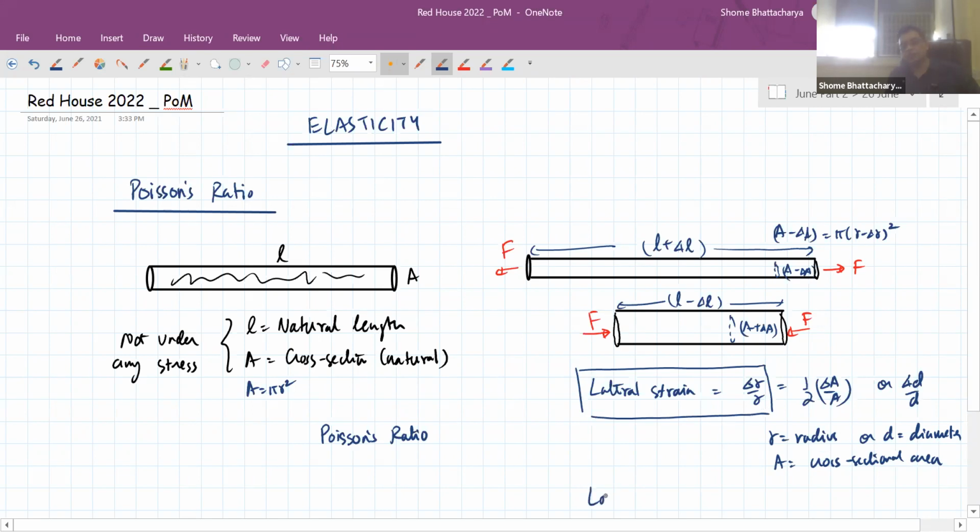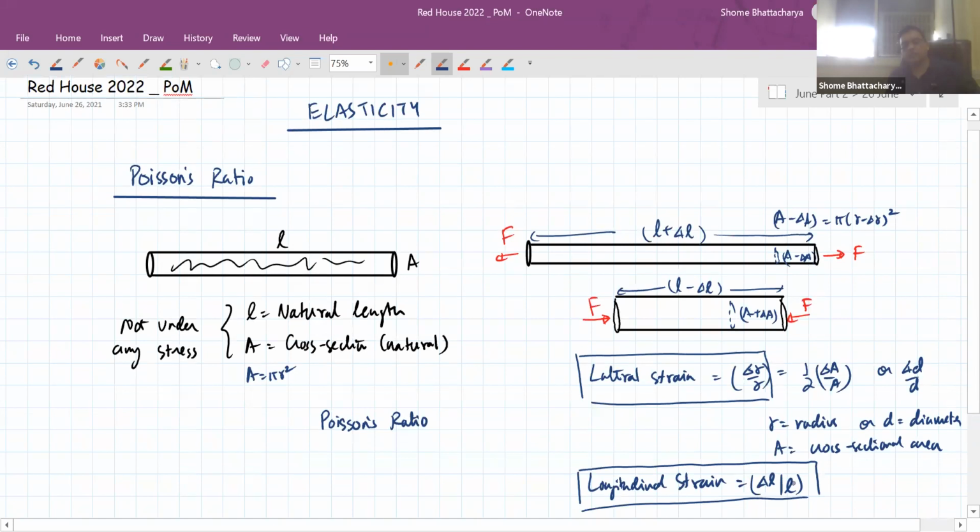And longitudinal strain, as you know, is defined as delta L by L, the fractional change in length. So Poisson's ratio, generally denoted with the symbol sigma, is the lateral strain with respect to the longitudinal strain.